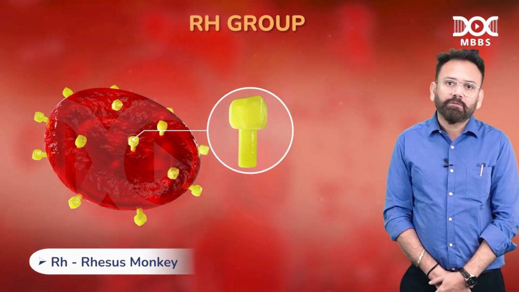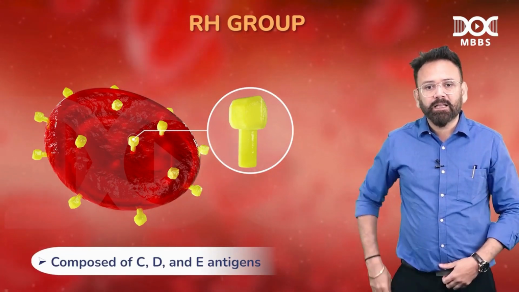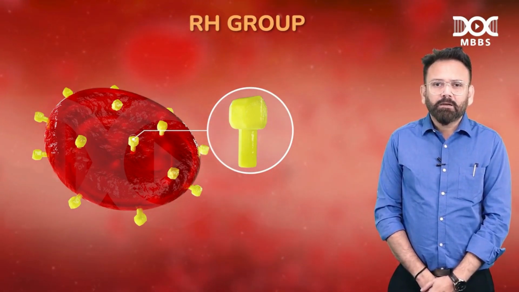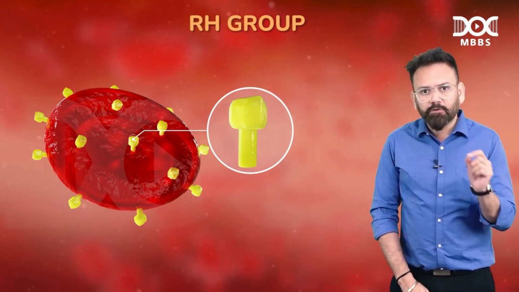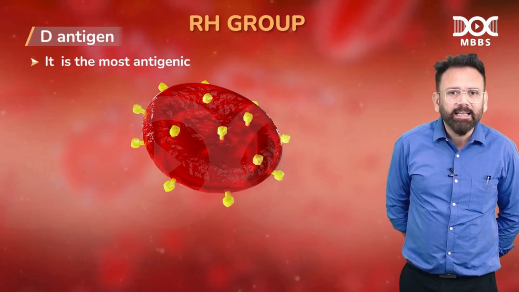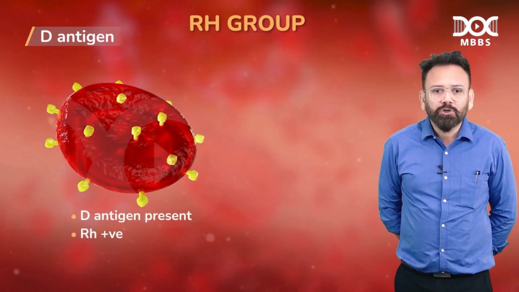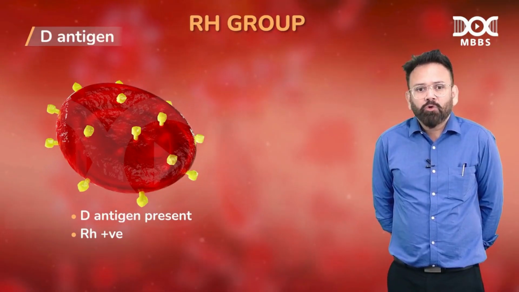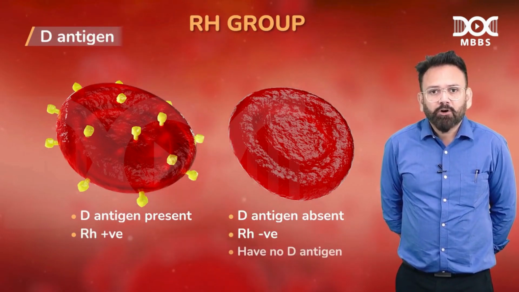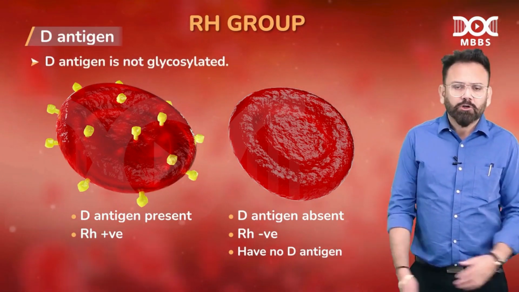It was studied there in the blood of that animal, and it is composed of C antigen, D antigen, E antigen, although it is actually many more, even more than C, D and E. But among all these, we are only considering D antigen, because out of all, D is by far the most antigenic component, and if we have D antigen, we say Rh positive. So if I say Rh positive, it simply means I am D positive, and if I say Rh negative, it means we do not have D antigen. The D protein is not glycosylated, and its function is not known also.